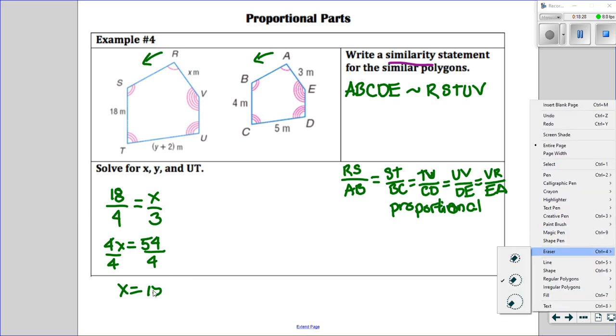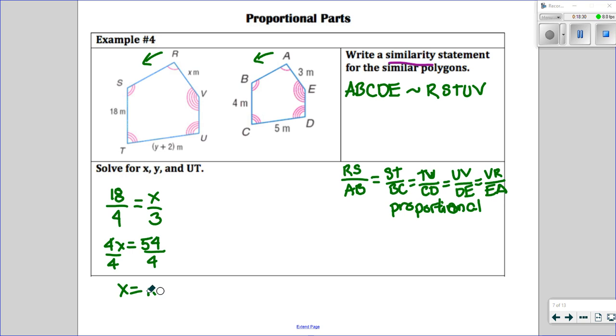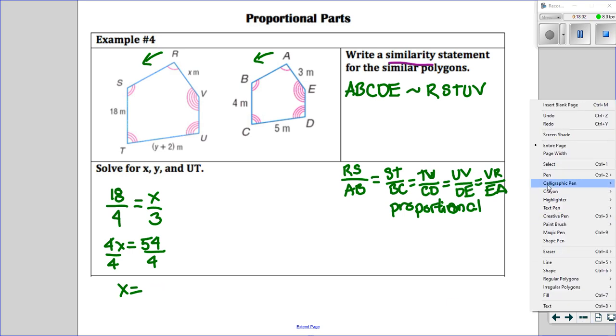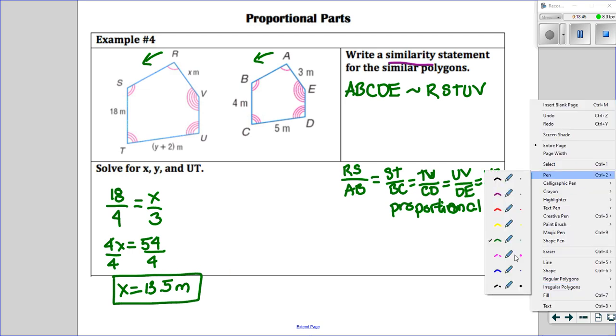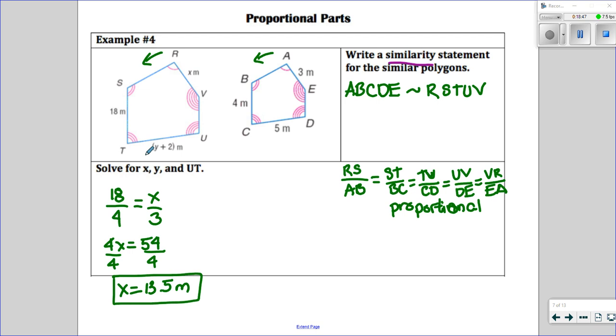Okay, let me erase that and do it per 13.5 meters, since there's a unit. All right, I found x. I'll use another color to find y.